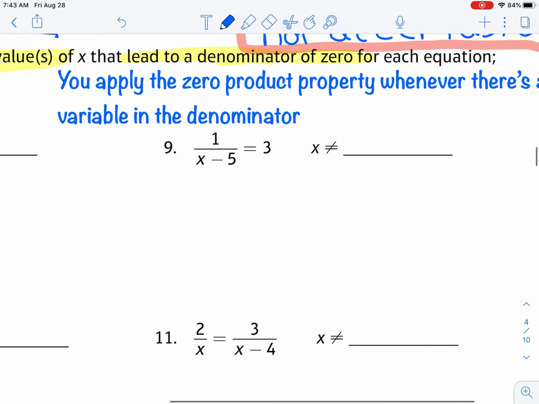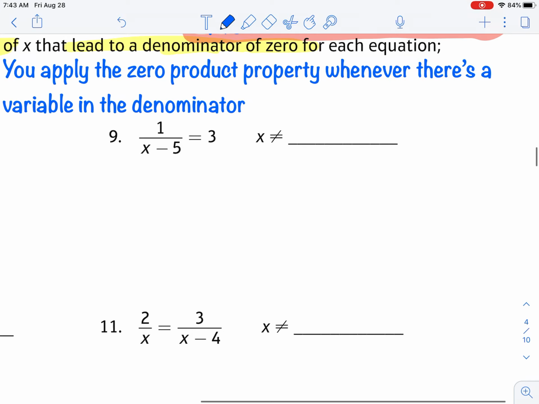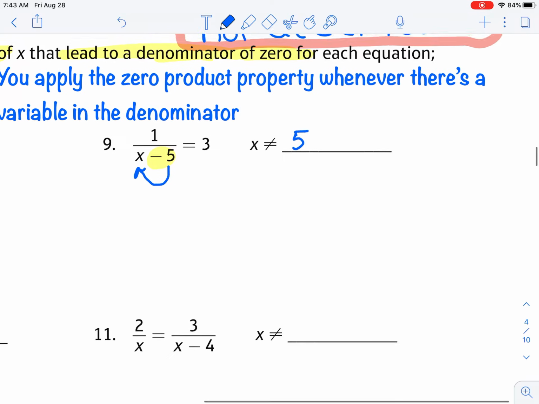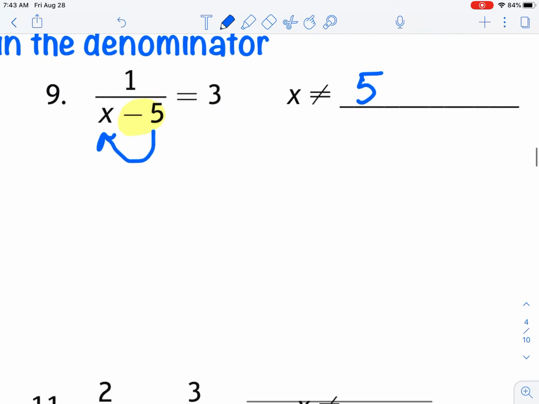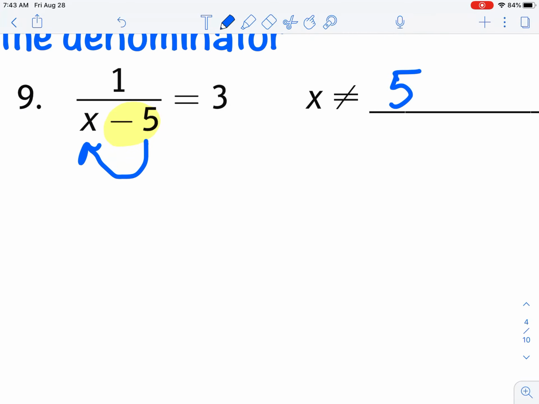All right, now let's look at number 9. Number 9, we're going to multiply both sides by x minus 5. Sorry, let's find the excluded value first. Okay, so what is the inverse of a negative 5? Well, it's a positive 5. So x cannot equal 5, because if it was, 5 minus 5 would lead to a 0 in the denominator. So we just found the one excluded value.